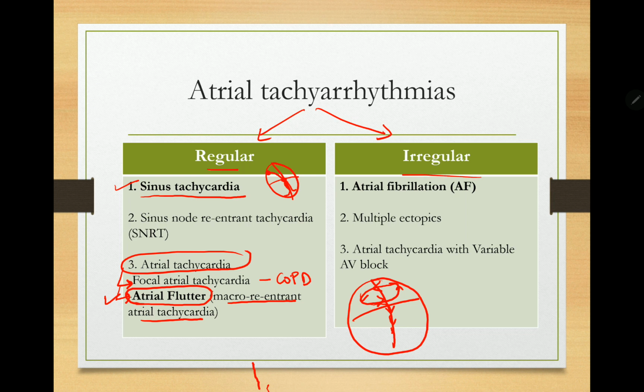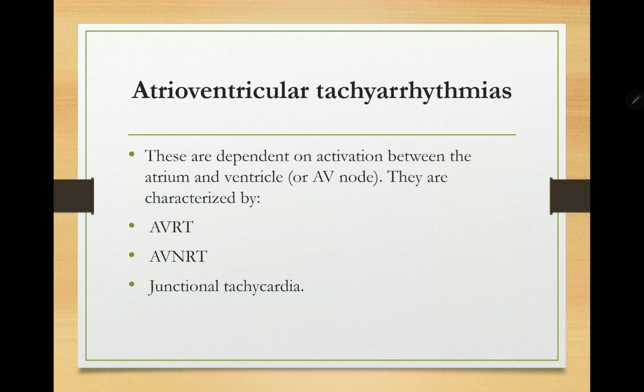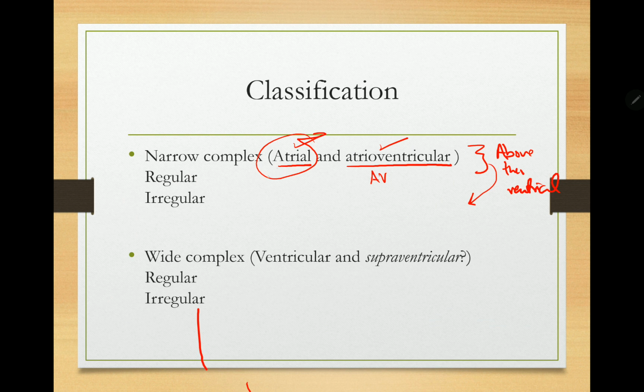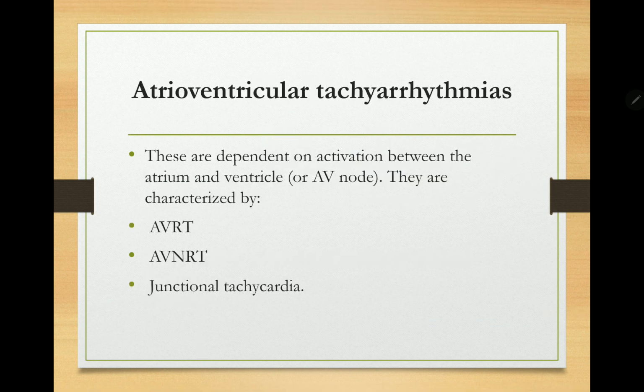Irregular, most common as we all know, is atrial fibrillation, and there are some other arrhythmias as well, but we won't be going into details of them at the moment. Now, as we said, the narrow complexes could either be atrial or they can originate from the atrioventricular region. So atrioventricular region, these can be in the form of AVRT or AVNRT. These are the two most important ones, and these are actually as a group called the SVTs.